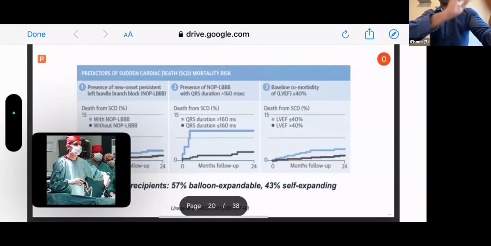And then if the QRS duration in this patient who developed left bundle branch block is more than 160 milliseconds, they are at even higher risk of sudden cardiac death. So these are the patients that most of the time we go ahead and put a pacemaker on, if their QRS is usually more than 160 milliseconds, based on some of these studies that were done. But it's also good to know that in this study, they looked at about 3,700 patients, and 57% of them were balloon expandable, while 43% were self-expanding. And then they also looked at if your EF is lower, you have a higher mortality.